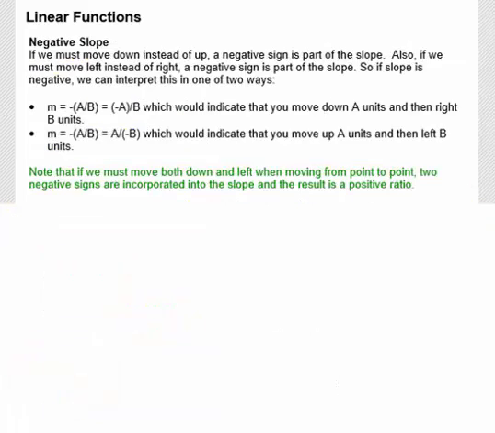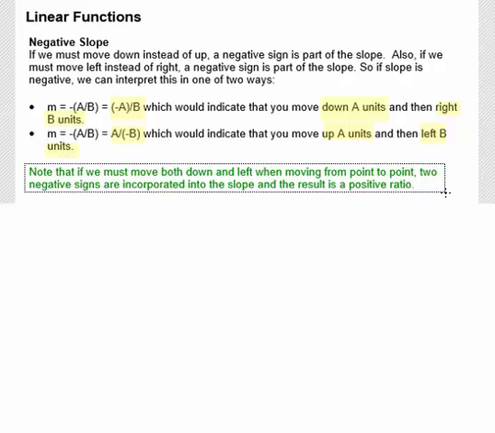And here's how we deal with negative slope. Let's say we have a slope of negative a over b. We could interpret that as negative a over positive b, which would mean we'd go down a units and then right b units. And we could also interpret negative a over b as a over negative b, which would mean we'd move up a units and left b units. So for negative we go down or left. For positive we go up or right. If we must move both down and left from moving from point to point, the two negative signs in our slope make the slope into a positive value.